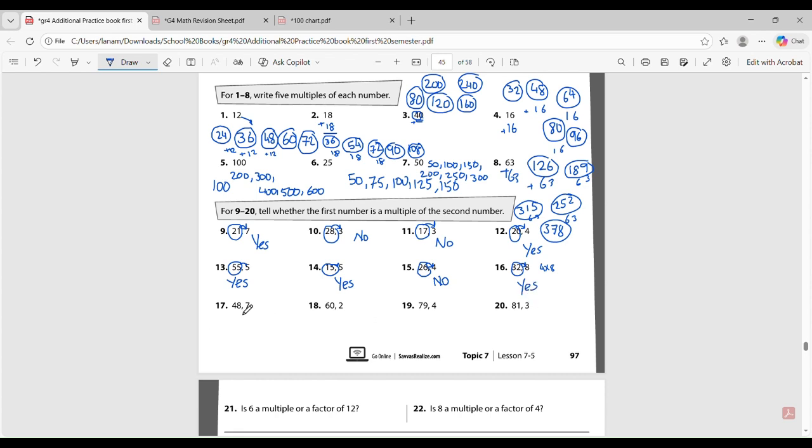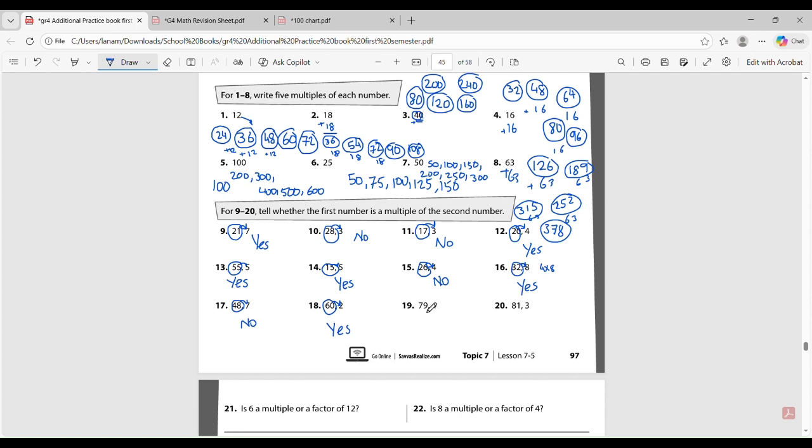Is 48 a multiple of 7? No. 42 is a multiple of 7, but 48 is not a multiple of 7. Now, is 60 a multiple of 2? Yes, because 60 is an even number, so it will definitely have 2 as a factor. So 60 is a multiple of number 2.